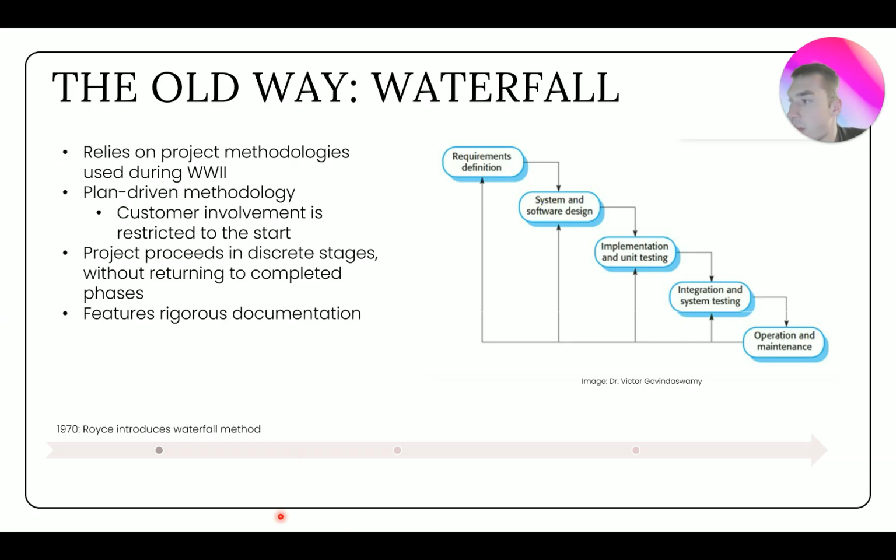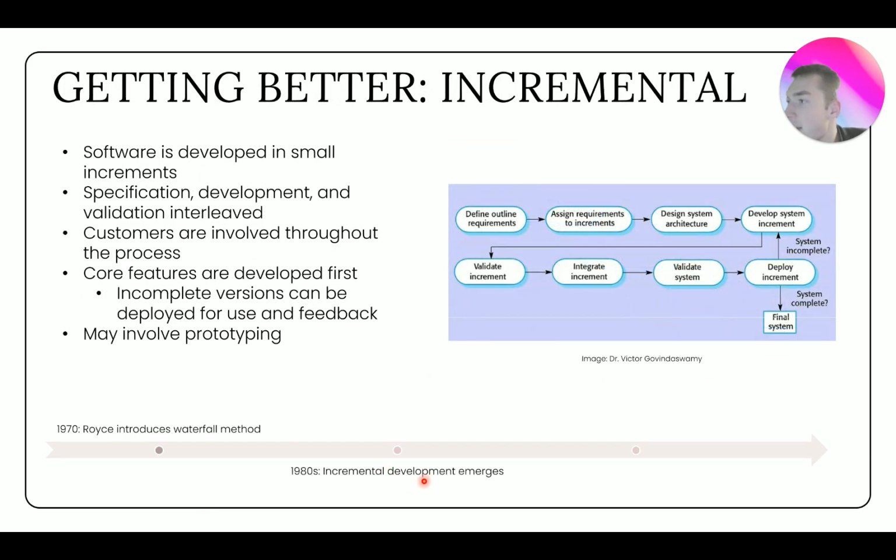Well, some software engineers weren't too pleased with that. And in the 1980s, this new model of incremental development emerged, where the software is going to be developed in small increments. So rather than proceeding in these distinct stages and then only arriving at some working software right at the very end, specification, development, and validation are interleaved in the incremental methodology. And so you can see here, at the start, we're going to define the outline requirements, get the big picture of what we want our software to do.